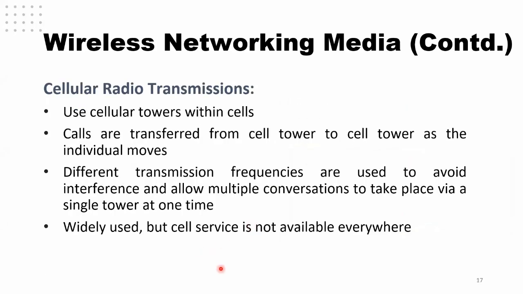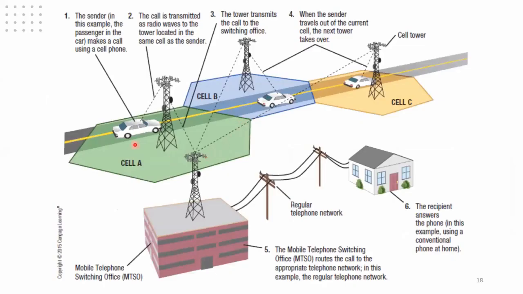And then we have cellular radio transmission, which uses cellular towers within cells, and calls are transferred from cell tower to cell tower as the individual moves. So if I show you from this diagram, let's say while you are traveling from Colombo to Gampaha, you take a call. At the first instance, you are connected to the tower in Colombo. And then while you are traveling through the area, these are cellular towers, and your call gets disconnected and connected with the next cell tower.